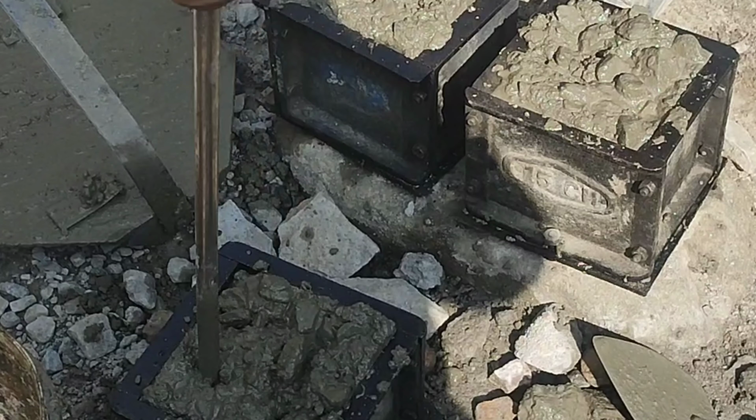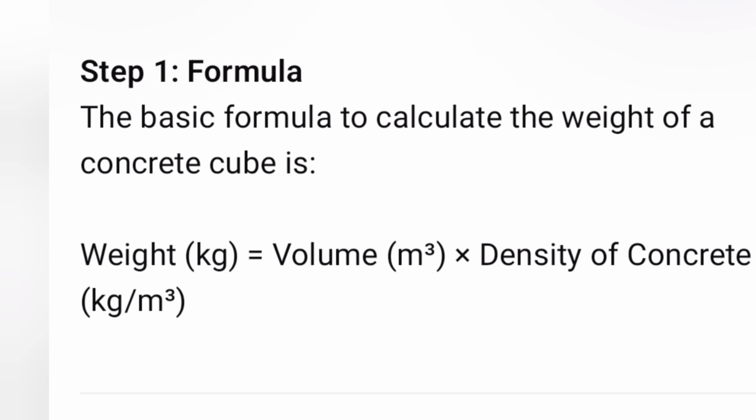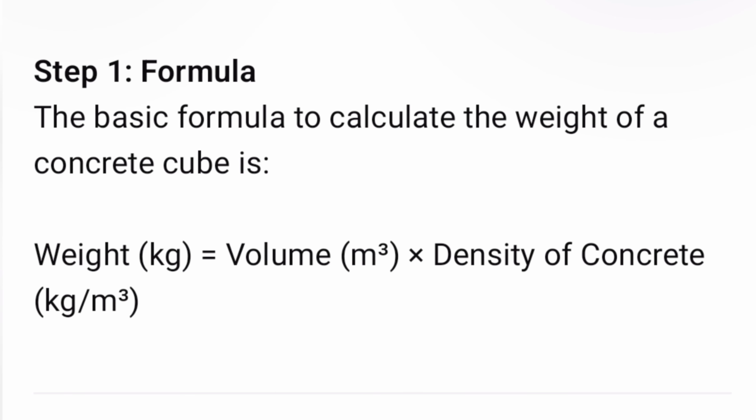In today's video, we're going to learn how to calculate the weight of a concrete cube in kilograms, step by step. Step 1. Formula. The basic formula to calculate the weight of a concrete cube is: weight (kilograms) equals volume (cubic meters) times density of concrete (kilograms per cubic meter).